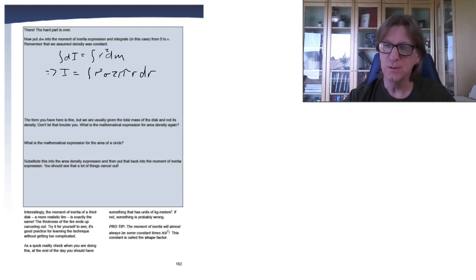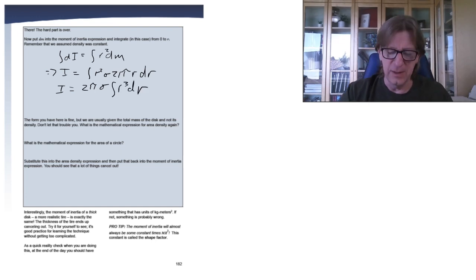So far, so good. All right, let's clean this up. Let's bring out what we can. Remember that the sigma we assumed was constant because it's uniform density. 2 and pi are obviously constants. So I get I is equal to 2 pi sigma times the integral of r cubed dr. And that should be an integral that you can do without any real problem.